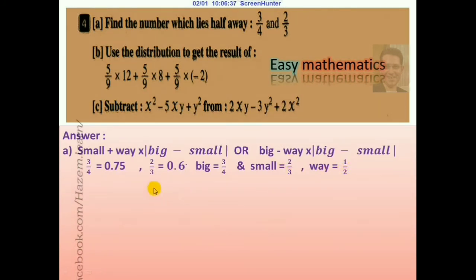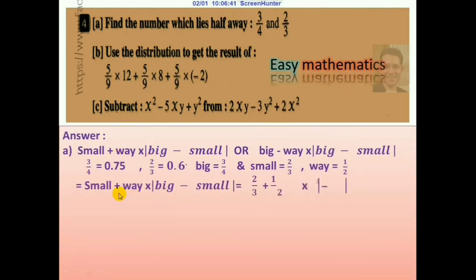And by using the first rule, I prefer to use the first one, and substituting in this rule, it will be small 2/3 plus the weight half times absolute big minus small, 3/4 minus 2/3. Finally, the answer will be 17/24. If we use the second one, it will give us the same answer. Okay, this is in case what? Yes, if he says halfway.